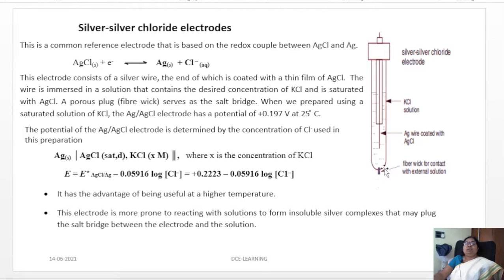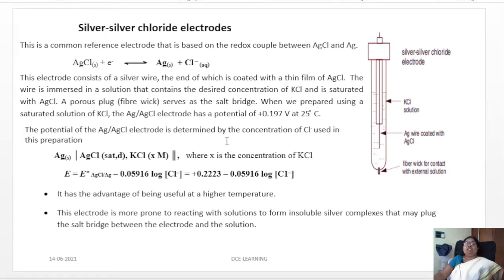And here that is the fiber fix, which serves as a salt bridge between the analyte solution and the inner solution. When we prepare using the saturated solution of KCl, the AgCl electrode has a potential of 0.197 volt at 25 degrees centigrade. The potential of the silver electrode will be determined by the concentration of chloride ion used in this preparation.